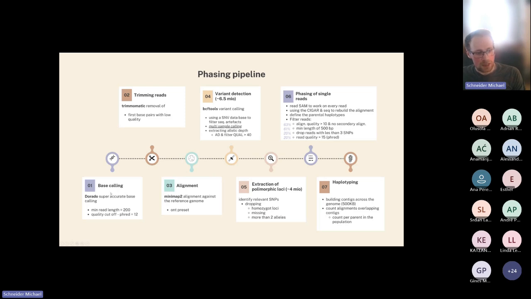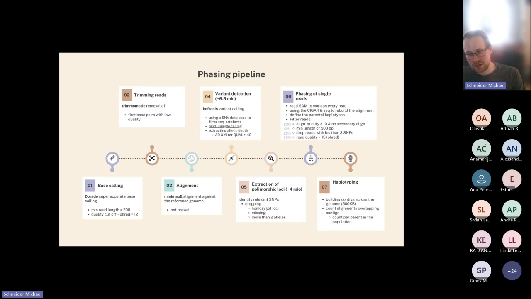We have to identify the correct base pairs from the raw data that is created. We then again clean our data and align it to the reference genome. Afterwards, we again perform this variant detection, where we find all the single nucleotide variants across the genome. And once again, we are only extracting the polymorphic loci.